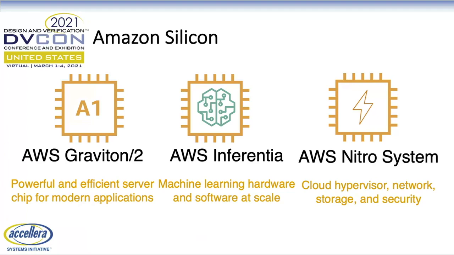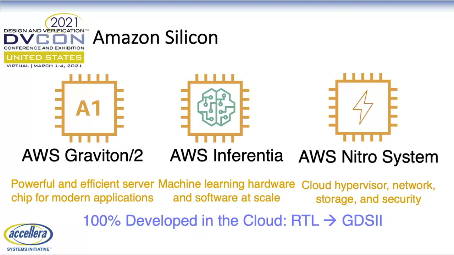And then finally, the semiconductor chips that are used by our own hypervisor, we call that AWS Nitro system. There are three different semiconductor chips that are used to offload network, storage, and security so that the core server processor that you're using on the server is completely dedicated for the workload that is running. And all these semiconductor chips were 100% developed on the cloud from RTL all the way to GDSII.